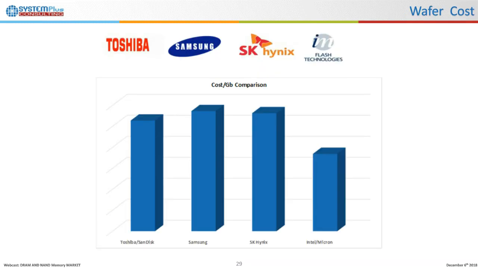So this is a brief summary of the cost per gigabytes, the comparison that was done. So Intel and Micron, from their die that they actually have the least cost per gigabyte, followed by Toshiba, and SK Hynix actually has the highest cost per gigabyte, and this is actually because of the number of layers that it has.